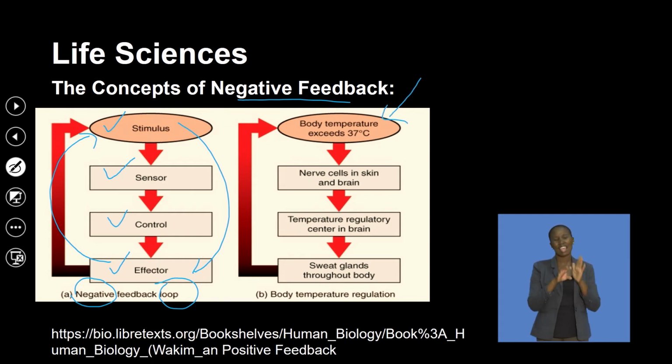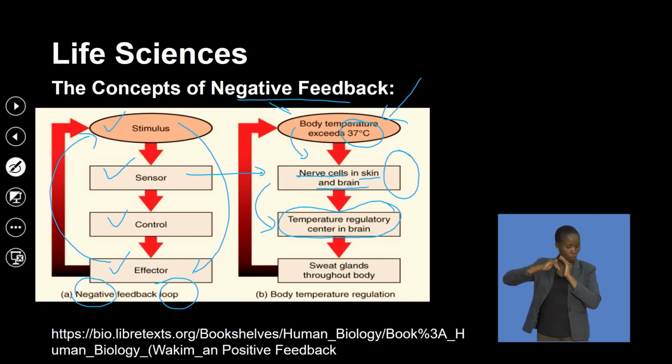When body temperature exceeds 37 degrees Celsius, which could be because of physical exertion or an infection, the sensors would be the nerve cells in the skin and the brain. These will receive that stimulus. So the stimulus is there. It will then be processed by the brain, which is the control center. In the brain, we have the hypothalamus, and I'll say that again, the hypothalamus, and that's what regulates the control of temperature in the body.